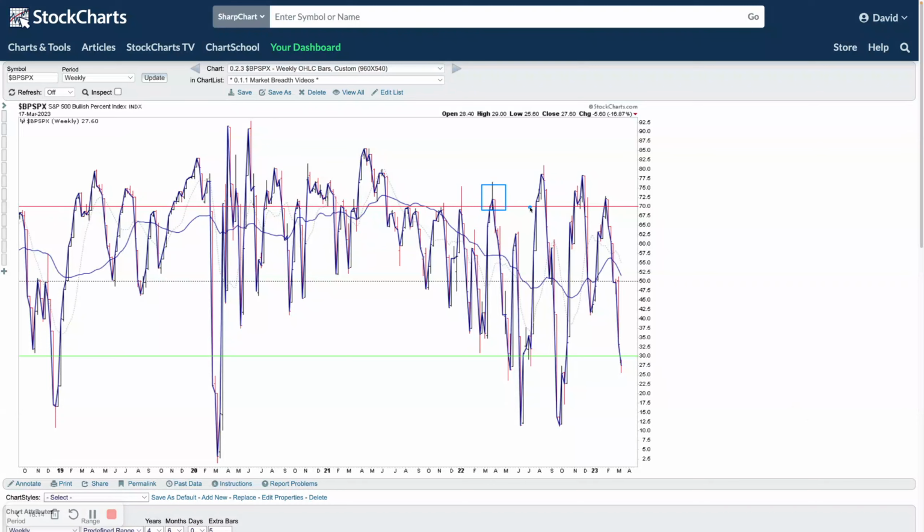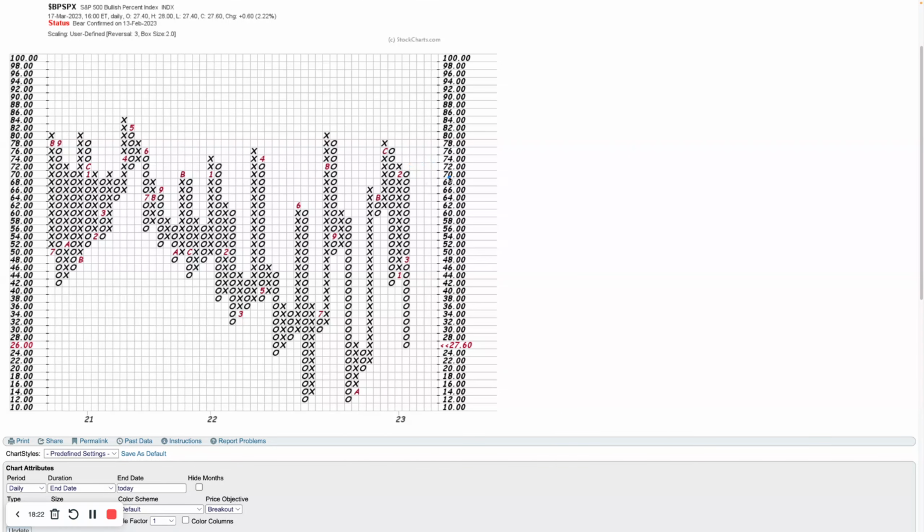Moves above the 70% level and reversals back down again have been very, very good, and out of the lower zone also. So if we go back to the point and figure chart here, you can see we're down into the lower zone now. So we look for a reversal move back up and out. Obviously it could drop much lower yet. We're still in a bear confirmed since this move here. Obviously been on a column of O's since back in early February.